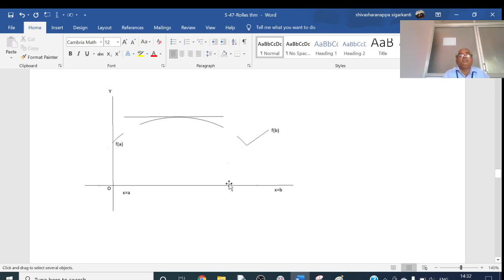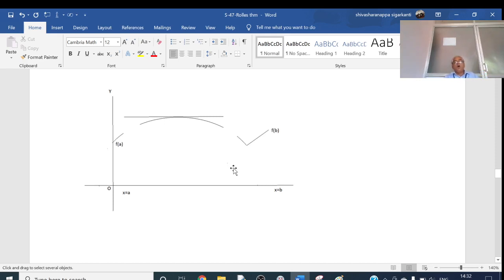So here, see the function is discontinuous. Here and here discontinuous. The function is discontinuous in the closed interval AB. And here see this is the point. At this point it is not possible to draw any tangent. That means the function is not differentiable at this particular point. Function is not continuous. Function is not differentiable. And this is my f of a, this is my f of b. So f of a is not equal to f of b. This is not satisfying any of the conditions of Rolle's theorem.